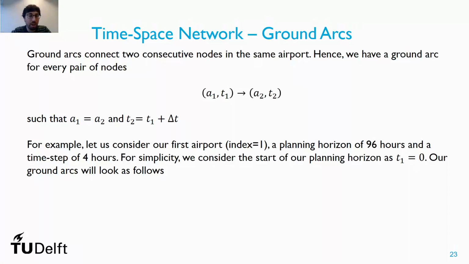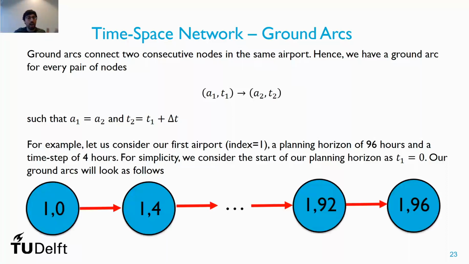And let me consider, for example, our first airport in our network, and let's consider a planning horizon of 96 hours and a time step of 4 hours. As such, our ground arcs for this airport will look as follows. Of course, I'm not considering the central part because otherwise I would have needed a much wider slide. But we connect node 1, 0, which is the first node in that airport, airport 1 at time 0, to node 1, 4, all the way to the right to 192 and 196.